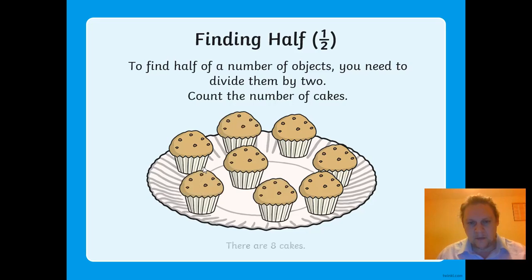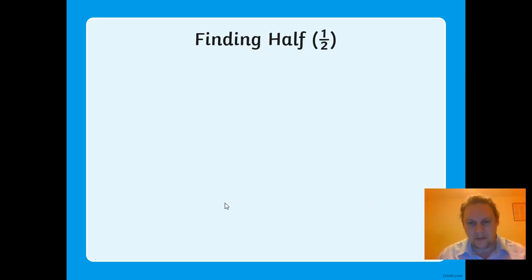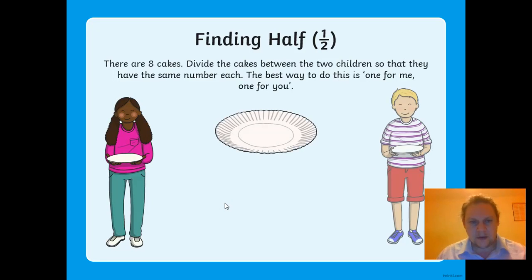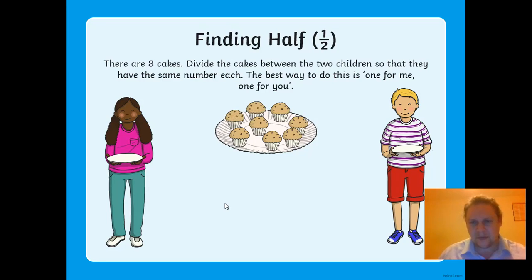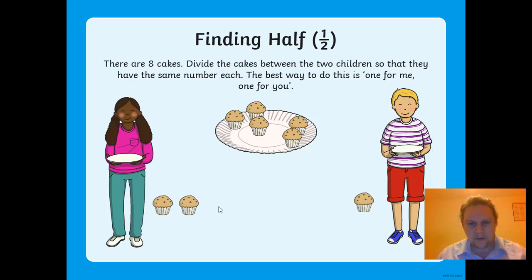Now, we've got here 8 cakes. Okay, now what do we need to do to divide them in half? There are 8 cakes. We're going to divide them in this case between 2 children, so they both have the same number of cakes. The best way you can do this is a 1 for me, 1 for you method. 1 for her, 1 for him, and so on.